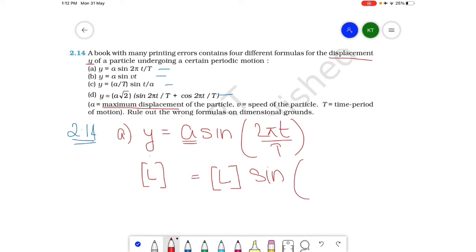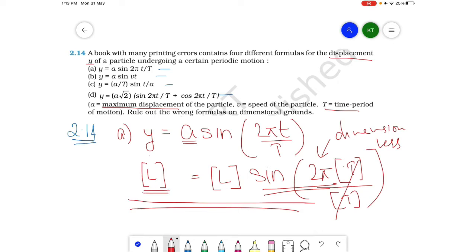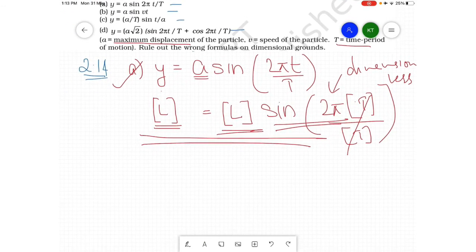Now, we've got sine of 2 pi t by T. What is capital T? Time period. Small t is also time. So the dimensional formulas of both will cancel out each other, and we get sine of 2 pi, which is a dimensionless quantity. Since this is dimensionless, this equation is correct because L and L, the unit is the same. So part A of the question, the first one, is correct.